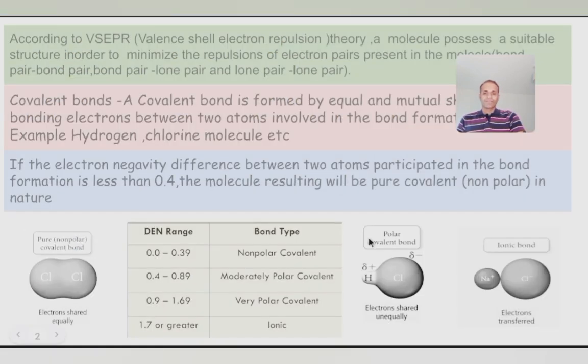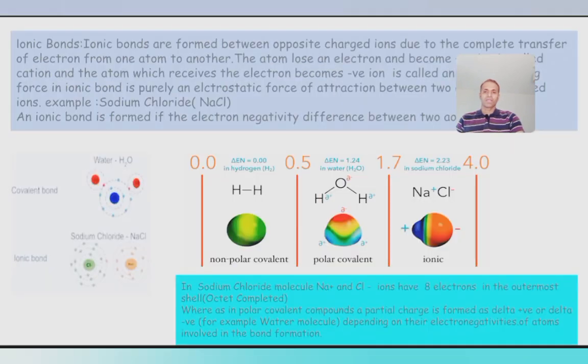You can see there is a table here. A moderately polar covalent bond is a covalent bond with an electronegativity difference between 0.4 and 0.89, and 0.9 to 1.69 is called very polar covalent, and over 1.7 is called an ionic bond. So that's about the types of bonds in compounds.